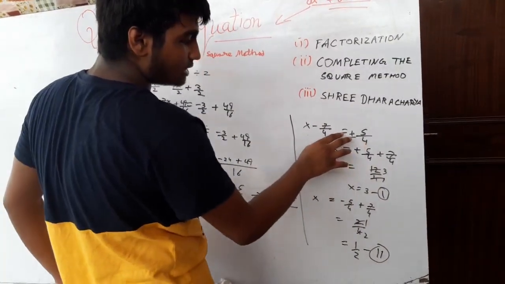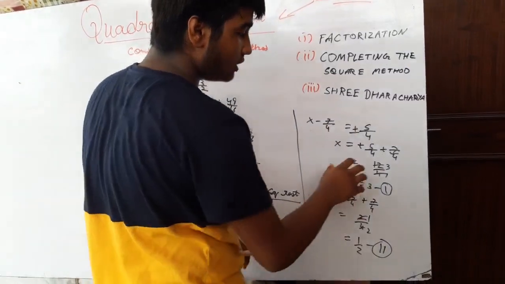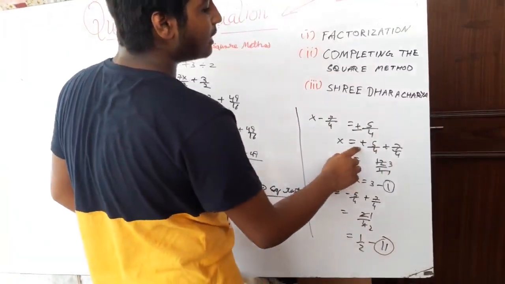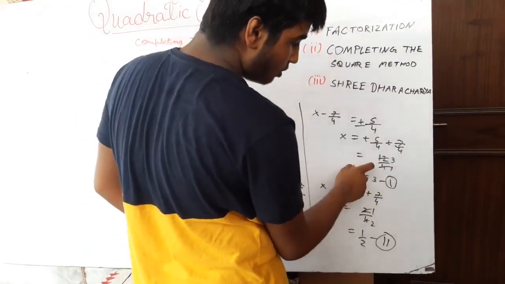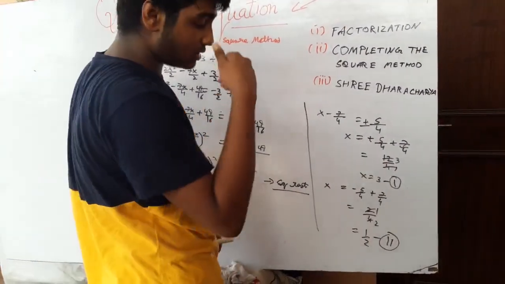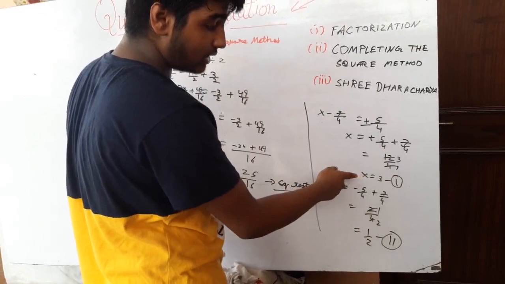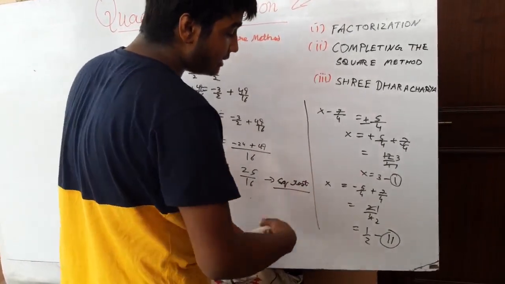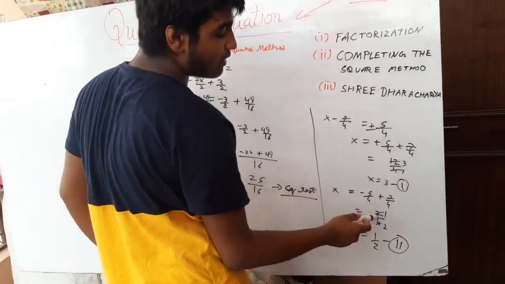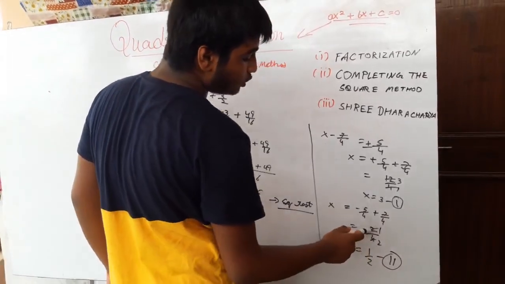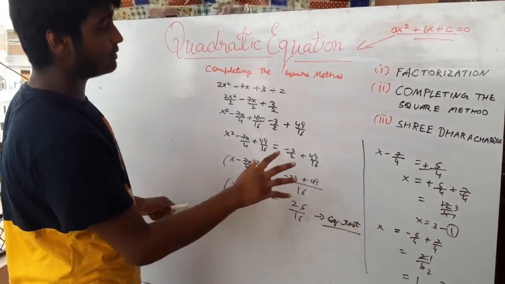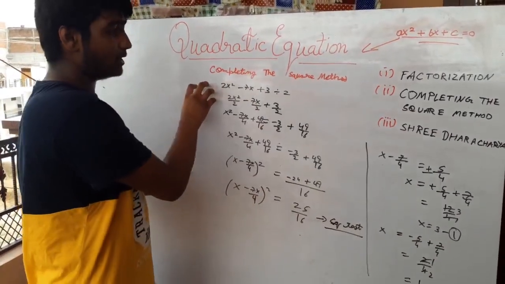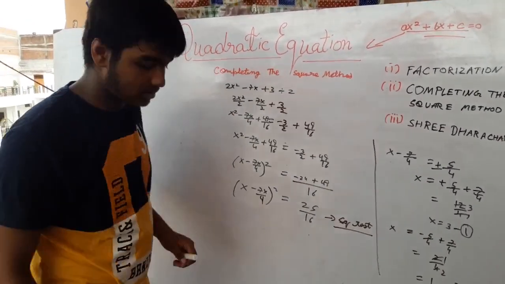We have two signs, plus as well as minus. So if we take the plus sign, it becomes plus 5 by 4 plus 7 by 4. We get 12 by 4, and the first time we get the value of x as 3. The second time we get minus 5 by 4 plus 7 by 4, which is 2 by 4, so we get half. So these are the two values that we will get in this example using the completing the square method.